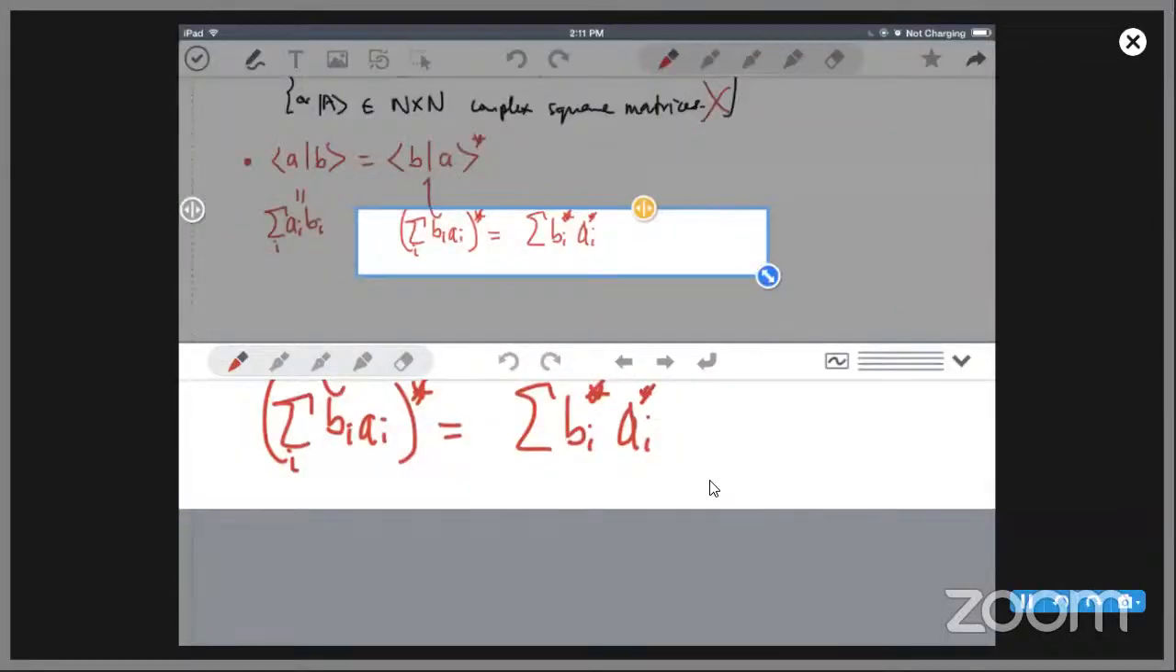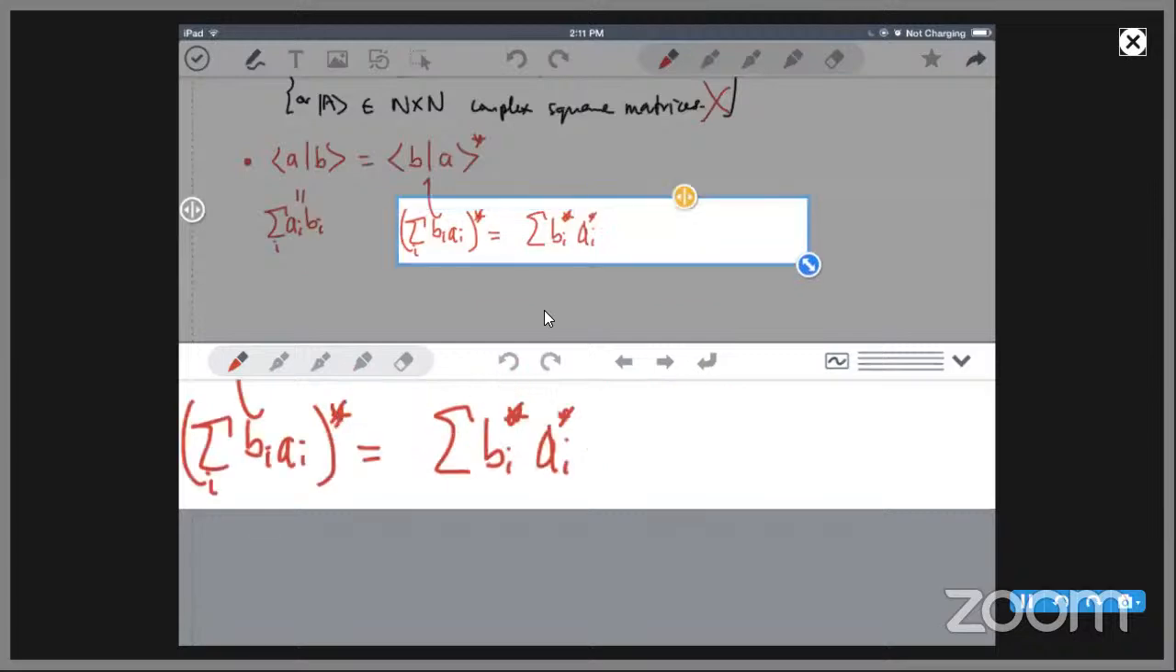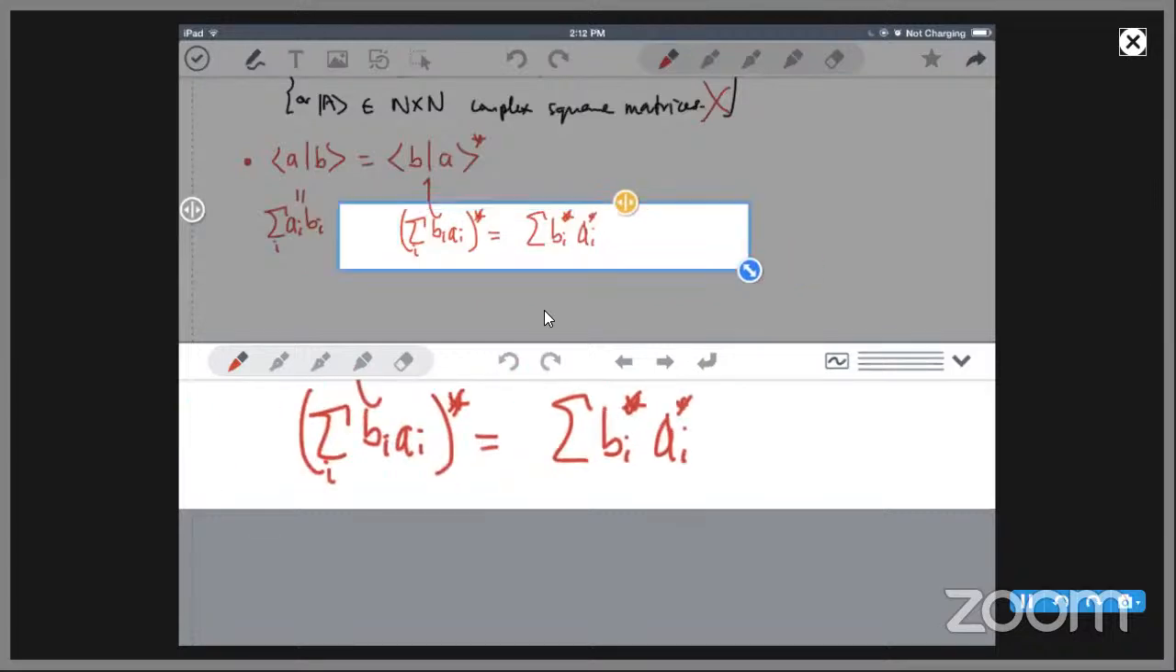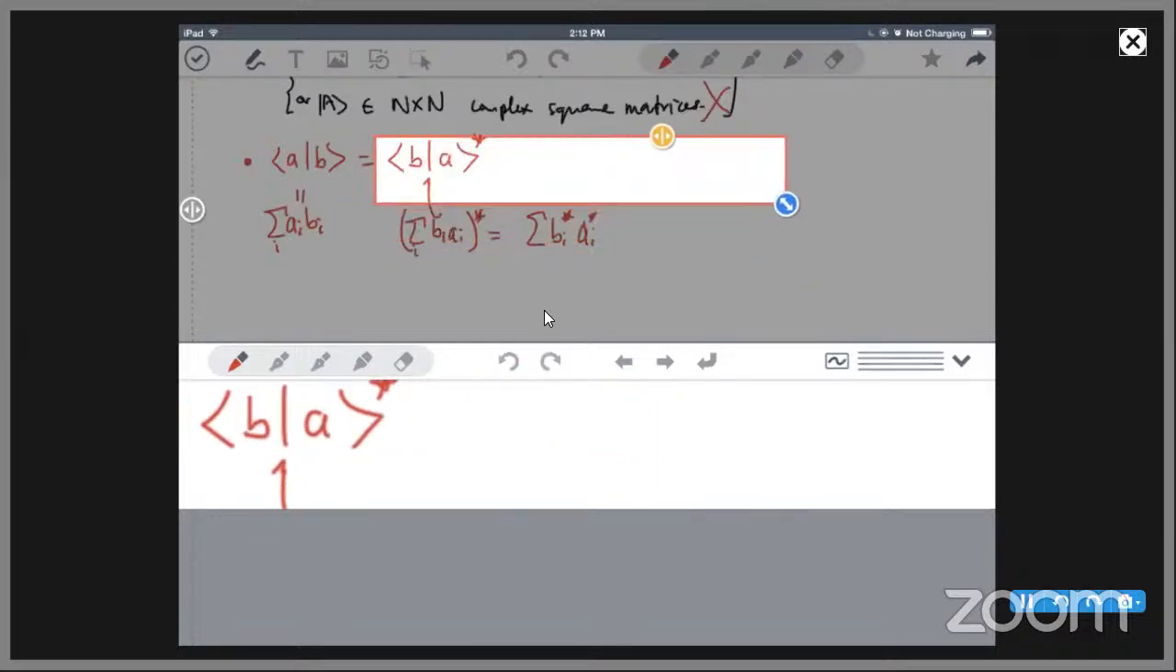So I think you can continue with this. I pull this out by the side. Okay. So we have something like this. Like this is BI star AI. Okay. So the left hand side.